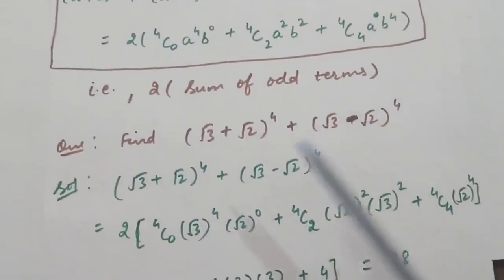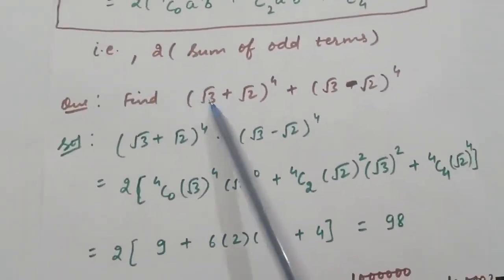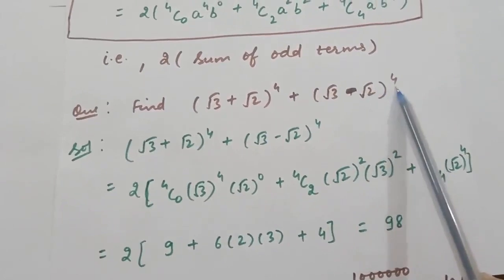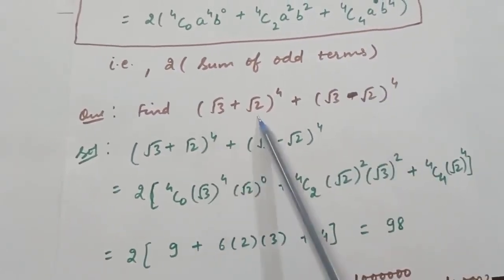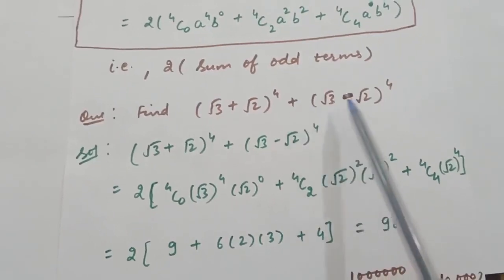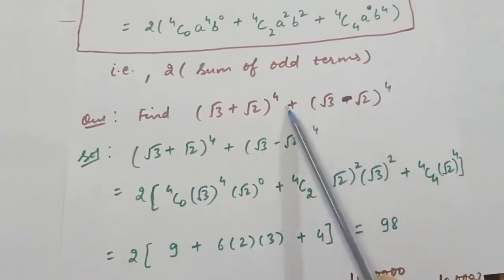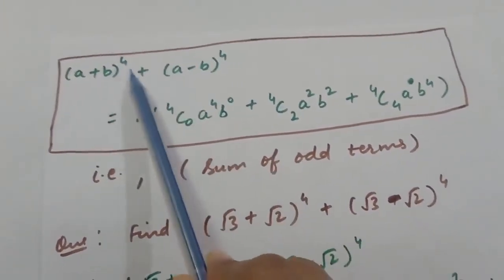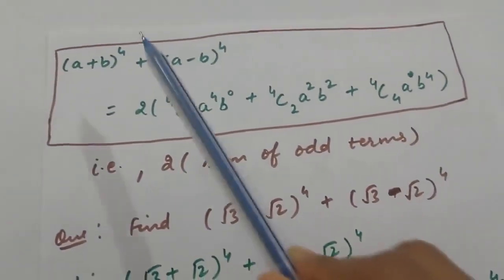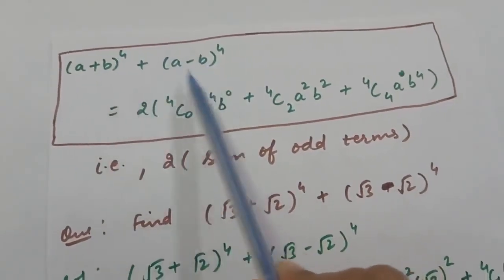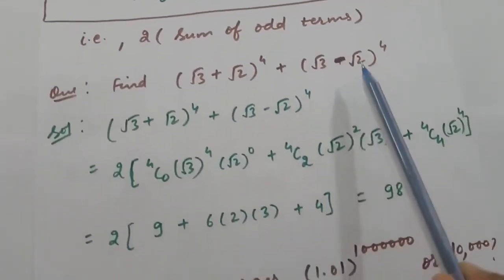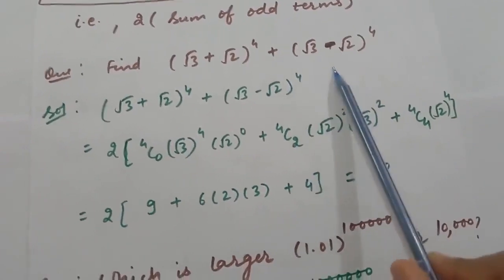Now if we have to find (√3 + √2)^4 + (√3 - √2)^4, it is (a + b)^4 + (a - b)^4, where also we have to add. This formula we have found for index 4, right? Here the index is 4, but this is true for index n also: for index n, if you add such types of expansions, then you will get twice the sum of odd terms. So when adding these two, we will get twice the sum of odd terms.